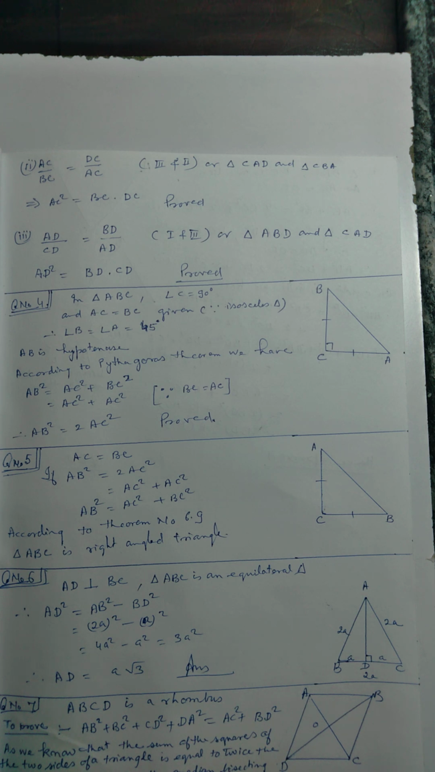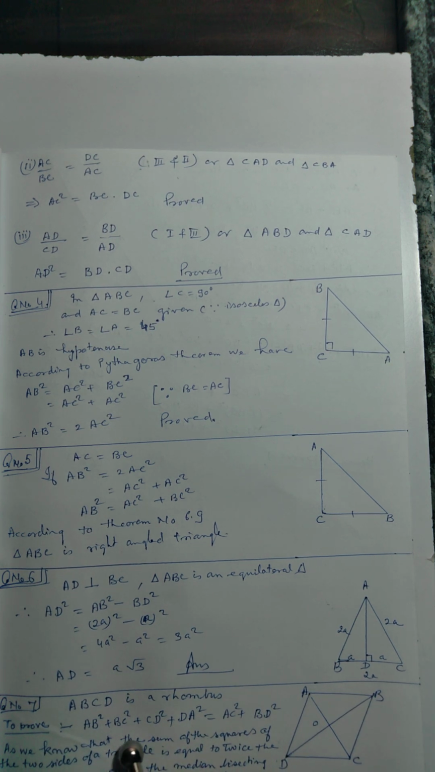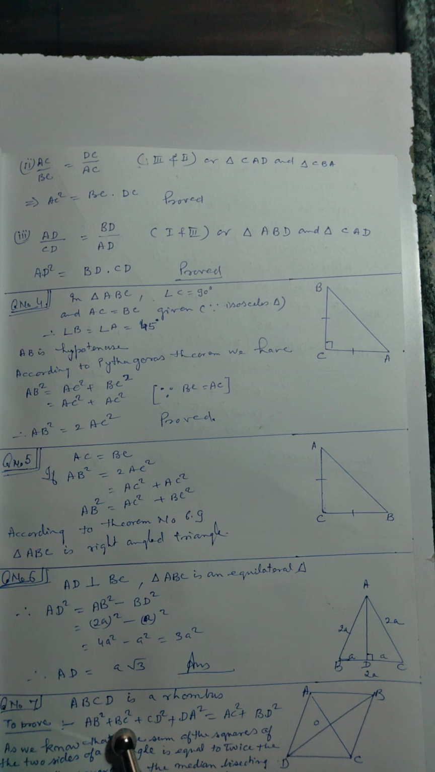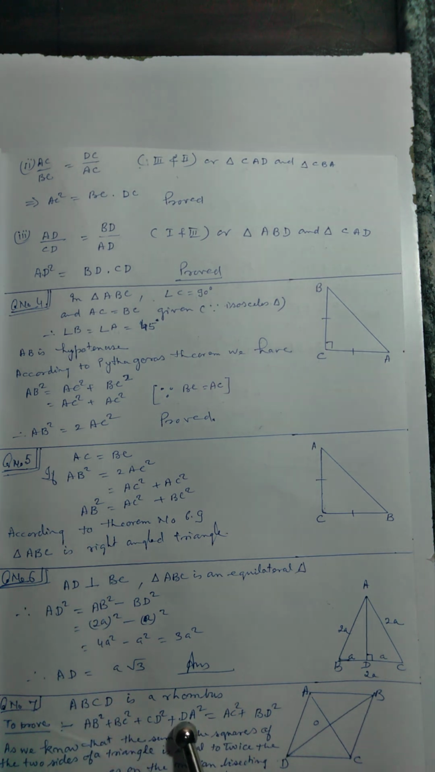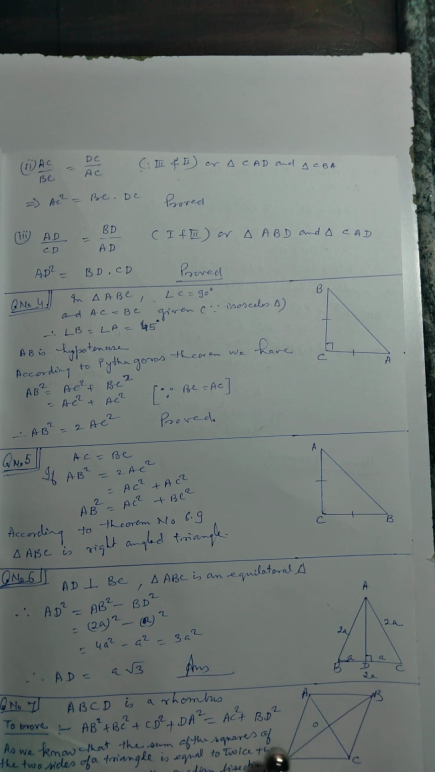Prove that the sum of the squares of the sides of a rhombus is equal to the sum of the squares of the diagonals. Here I have drawn a figure, that is, ABCD is a rhombus. We have to prove that AB square plus BC square plus CD square plus DA square, means the sum of the squares of the sides, is equal to the sum of the squares of the diagonals. We have to prove it.